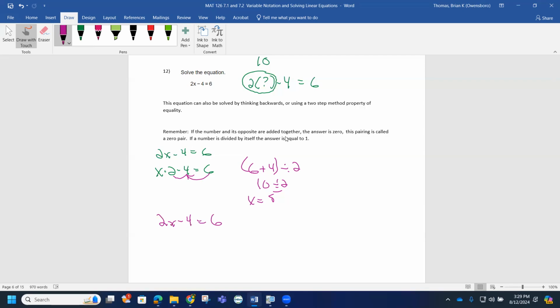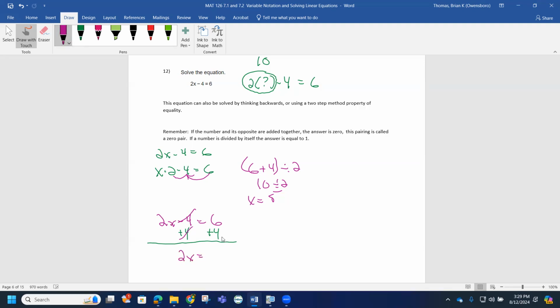If a number and its opposite are added together, that answer is 0. So notice how I want to make this -4, if you will, because remember, subtraction is adding the opposite. So this really means a -4. What I want to do is get rid of a -4. To get rid of a -4, or undo subtraction, is to add 4 to both sides. That's the property of equality. Whatever you do to one side, you do to the other. Notice how the loss of 4 and the addition of 4 will cancel each other out and give you a 0. That's that 0 pair.